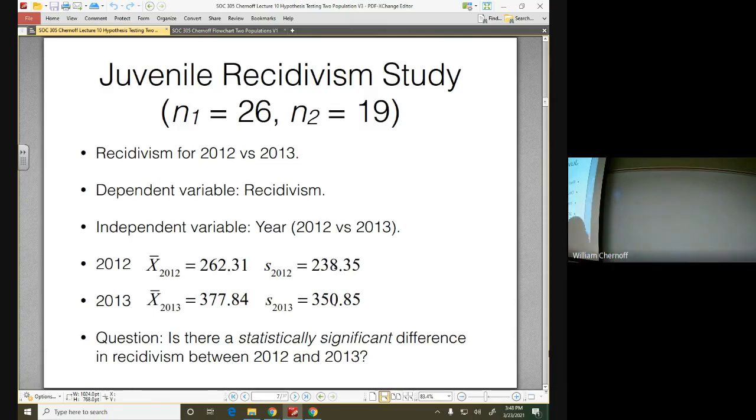However, when we look at these standard deviations, you can see that there's a big difference between the 2. Here the standard deviation is 238. 2013, it's 350. So remember, think of it like this. The mean is the average. The standard deviation tells us about how far away from the average all the values are, on average. So you can think of it like, 2012, the recidivism rate was 262 days. And when it came to all of the youth, they were spread around from that by 238 days.